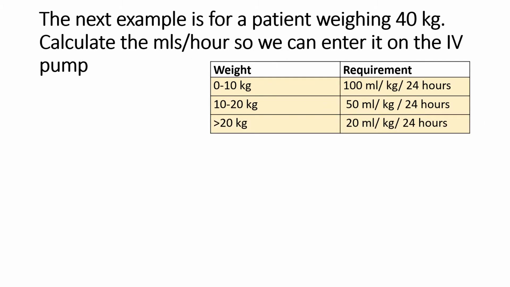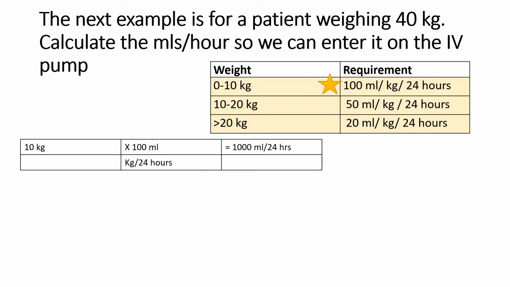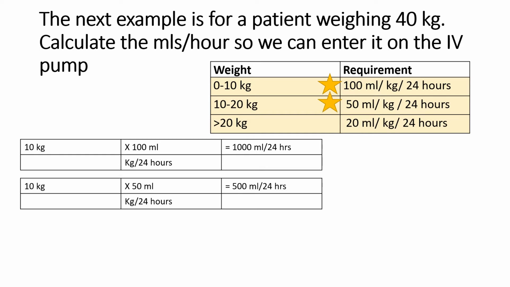All right, so now we've got one more patient. This one weighs 40. So calculate the mils per hour so we can enter it on the IV pump. So first we have our 0 to 10, our first 10 kilos of our patient. That comes to 1,000 mils. Then we have our second 10 kilos. That comes to 500 mils.